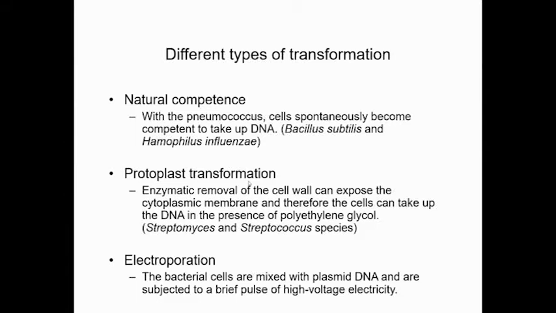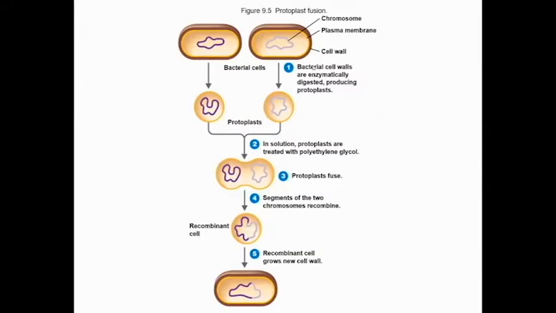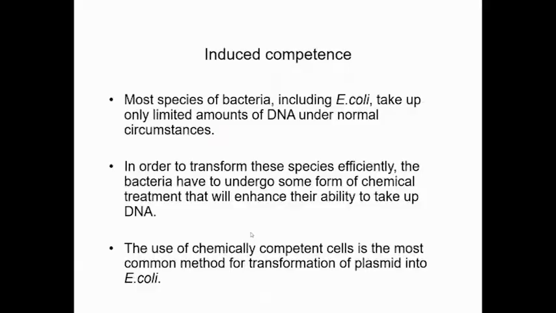And then electroporation. Basically, you mix the DNA with the cells and apply high-voltage electricity to shock the cells, and then the cells take up the DNA. That's electroporation. And this is protoplast fusion: you remove the cell wall and mix the cells together, then they can fuse together and recombine the DNA.